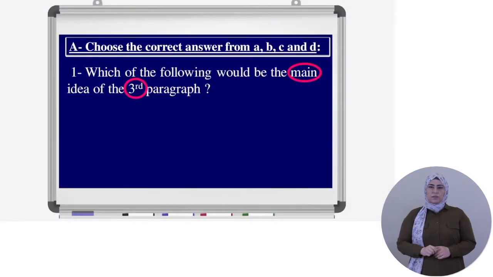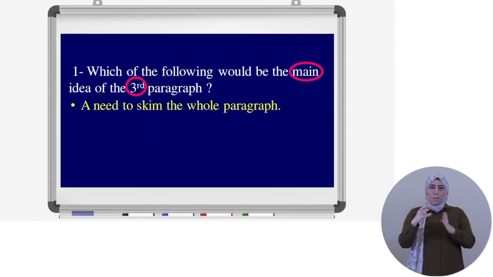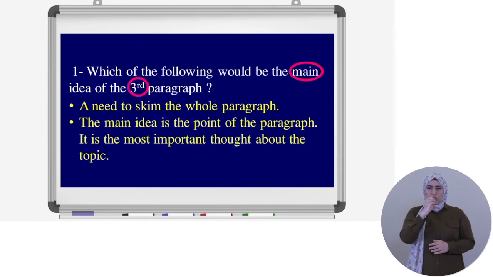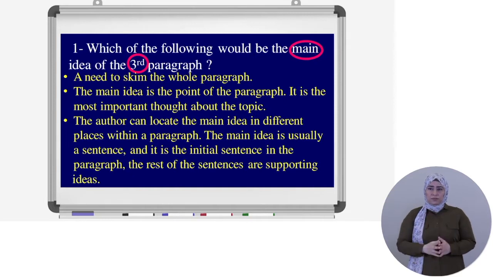So as we said, we should start with reading the questions first. Question number 1. Which of the following would be the main idea of the third paragraph? In order to know the main idea of the paragraph, we need to skim the whole paragraph. And the main idea is the main point of the paragraph, the important thing that the whole paragraph is talking about or discussing. The author can locate the main idea in different places within a paragraph.